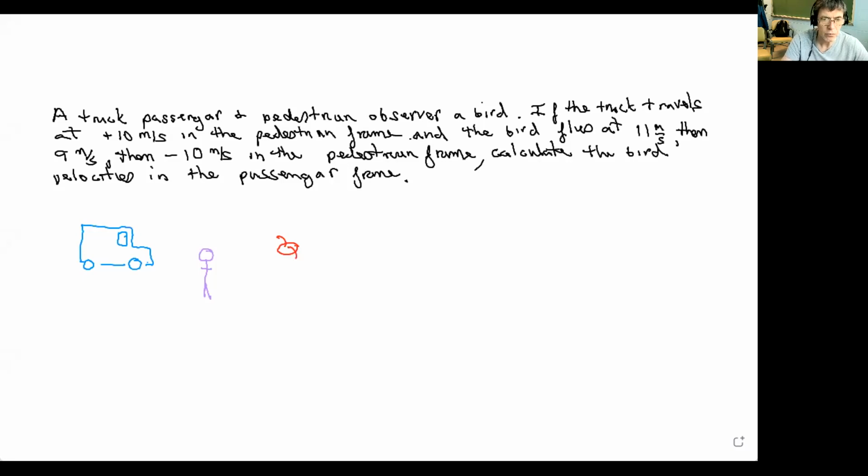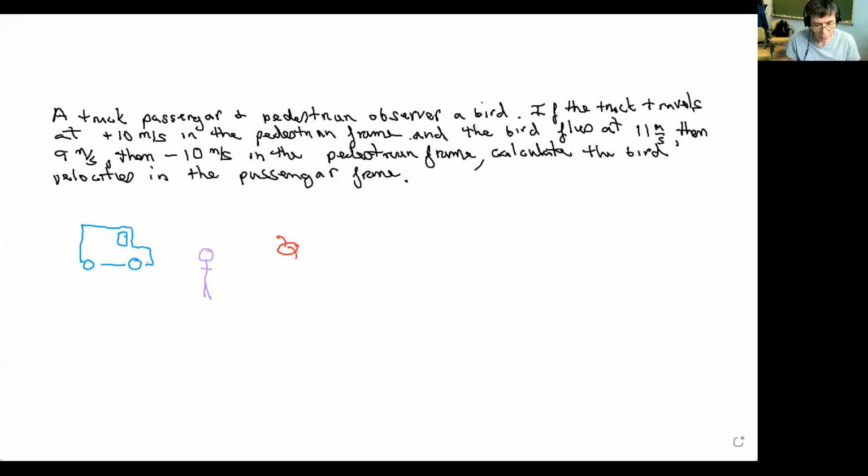I wanted to work through an example that involves velocity transformations from one reference frame to another reference frame. In this particular example, I'm going to work with everyday velocities that are far from the speed of light. And so we're going to use Galilean velocity transformations to transform the velocities from one frame to another frame.